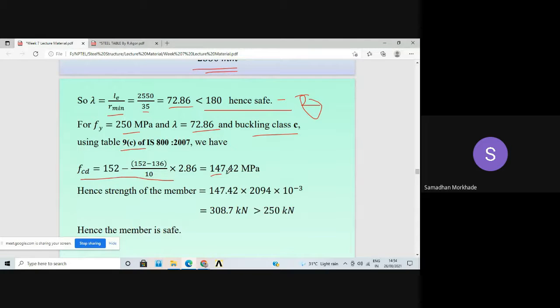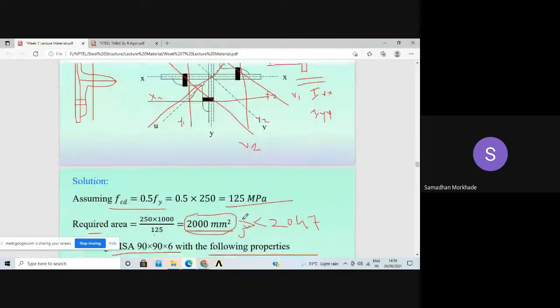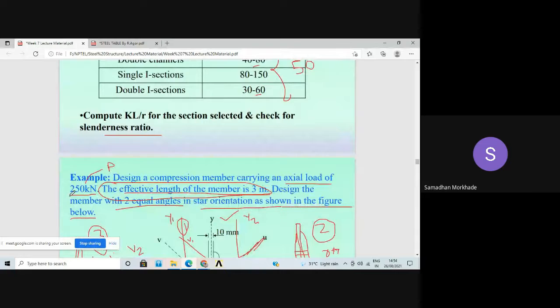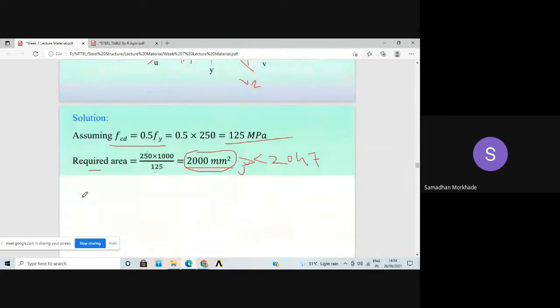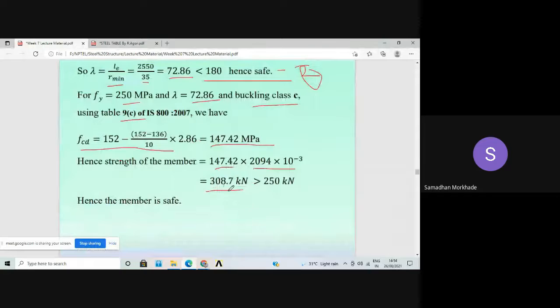FCD is equal to 147.42. Hence, strength of the member is equal to 147 into 2094, which is 308.7 kilonewton. This is PD. The given load in the problem is 250 kilonewtons. This is P. P given is 250 kilonewton, and PD, the design compressive strength of the section, is more than P, that is your 250 kilonewton. Hence the member is safe.